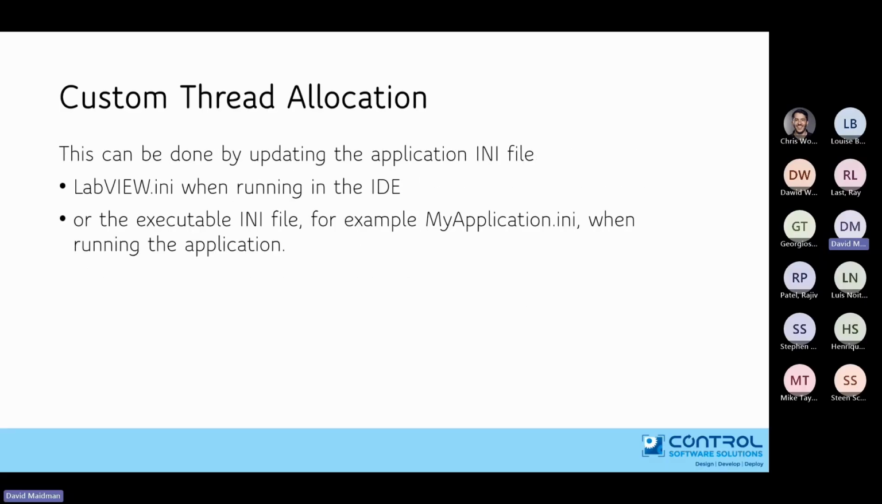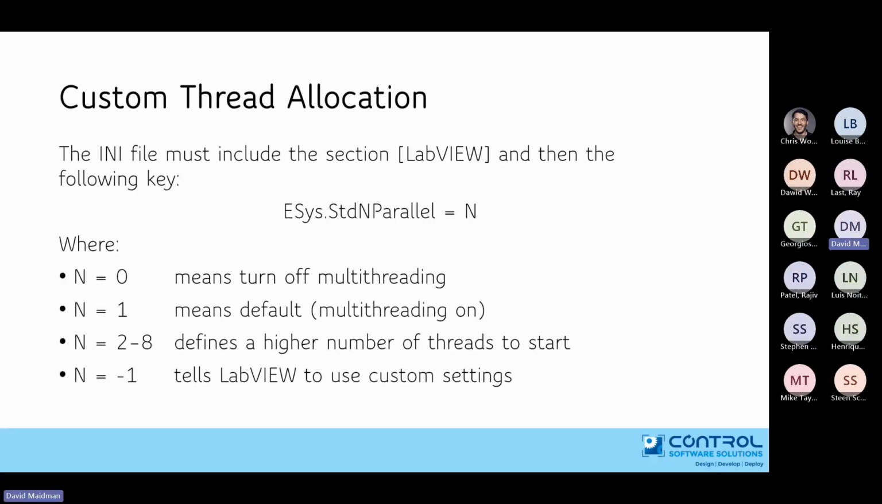So we can do this by making a change. If we're working in the development environment, we can make a change to our LabVIEW ini file. If it's a deployed application, we go to our application ini file and modify that, and we can tell LabVIEW, this is how I want you to allocate threads for me. Within the file, we need to have a section called LabVIEW, and we need to set this parameter: esys.standard and parallel equals, and we have different meanings for the value.